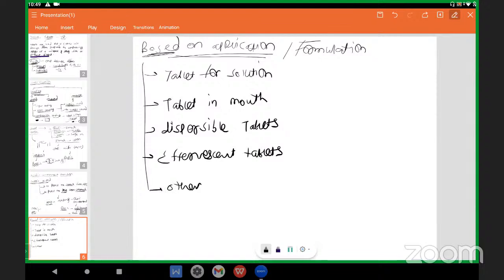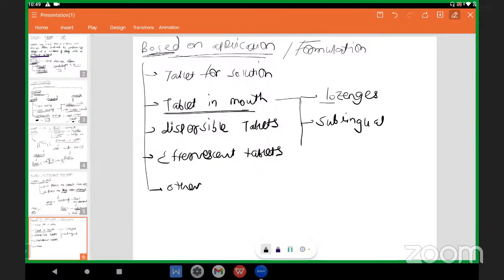Okay, so whenever you see the classification tablet in mouth, इसमें again सब classes आते हैं. The first one is lozenges, very famous. पता है lozenges? Any example you can provide? Very famous example of lozenges. Exactly. सबने consume किया है वो. That is strepsil. Strepsil is your lozenges category.